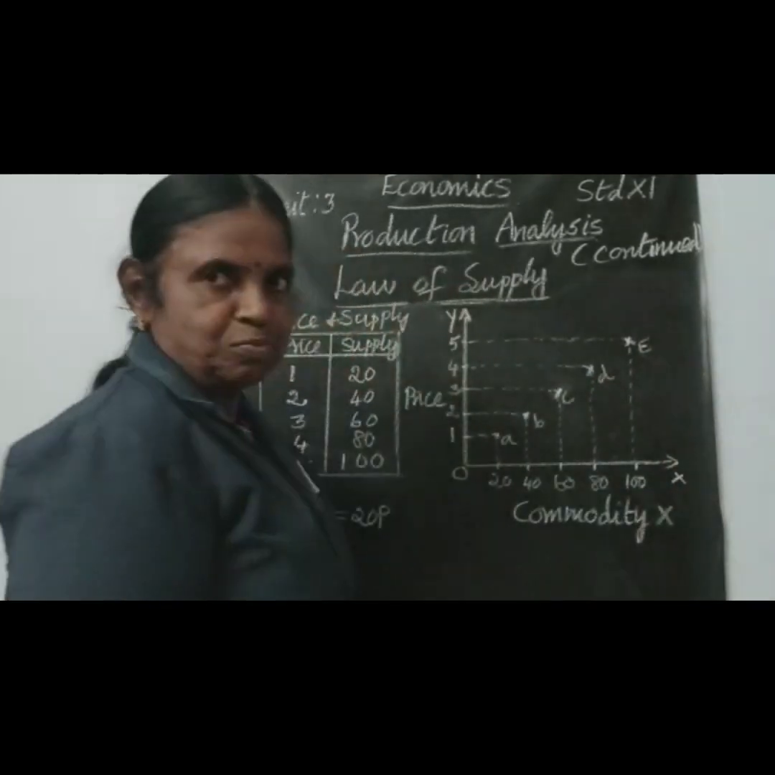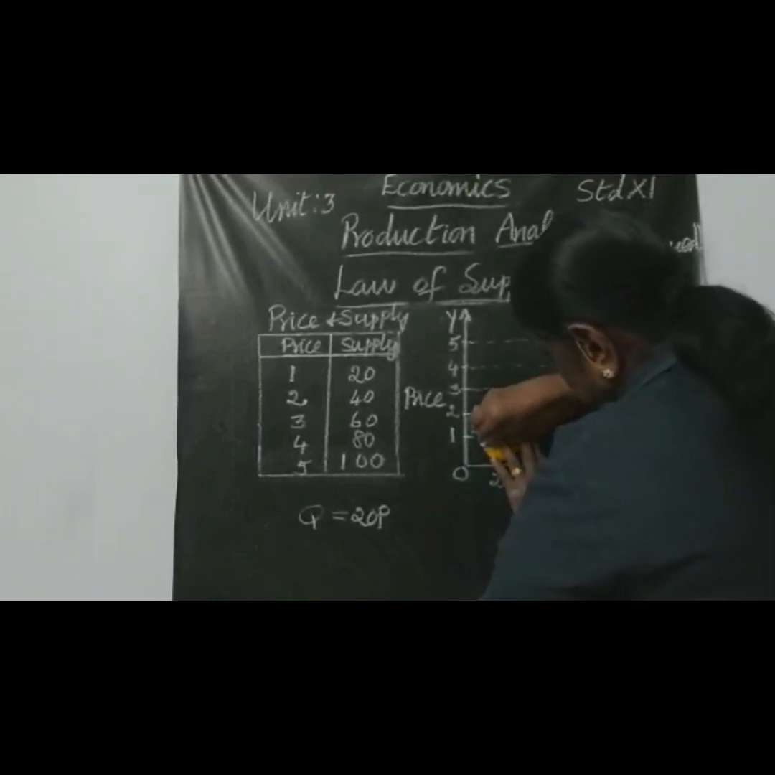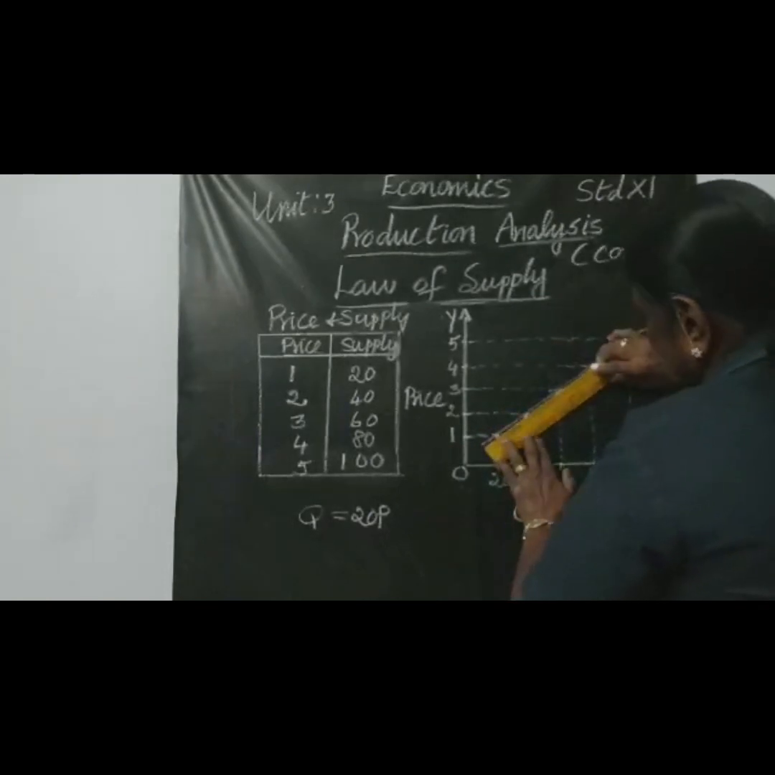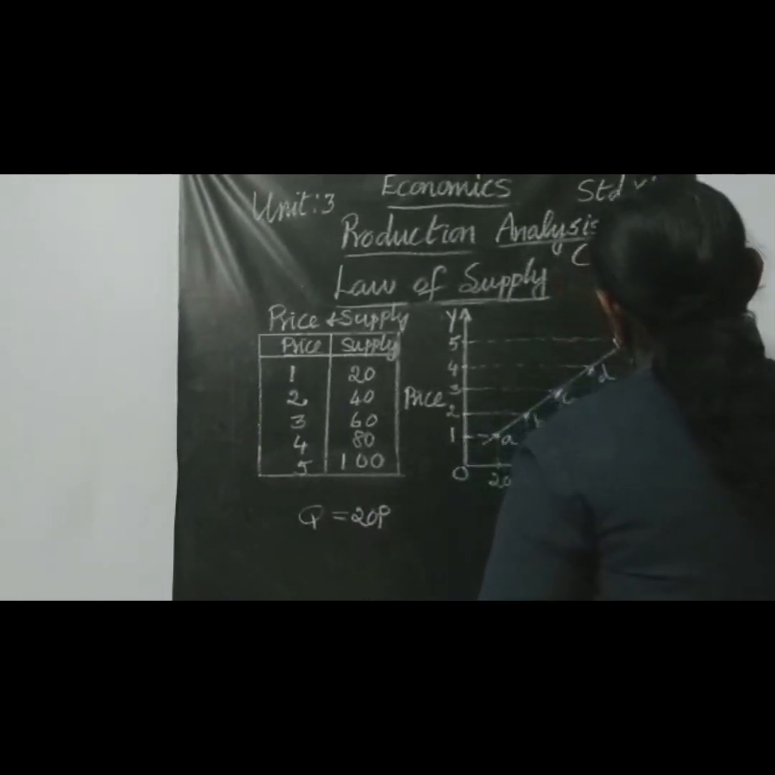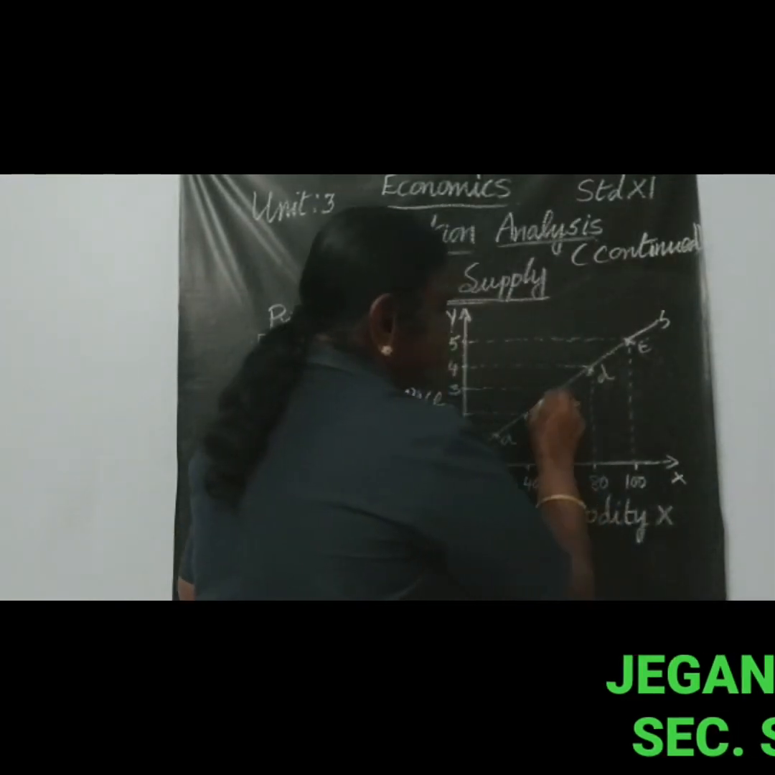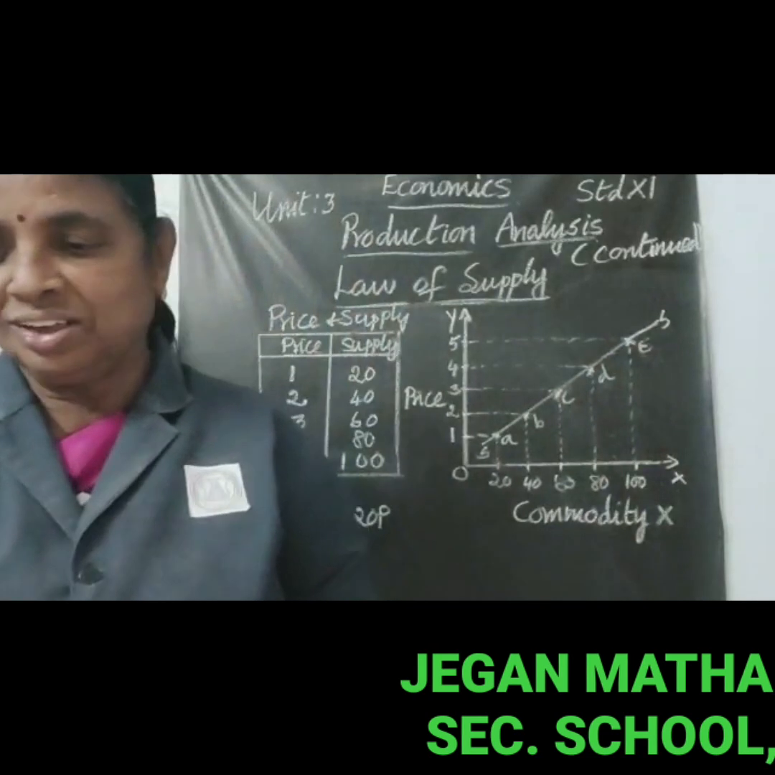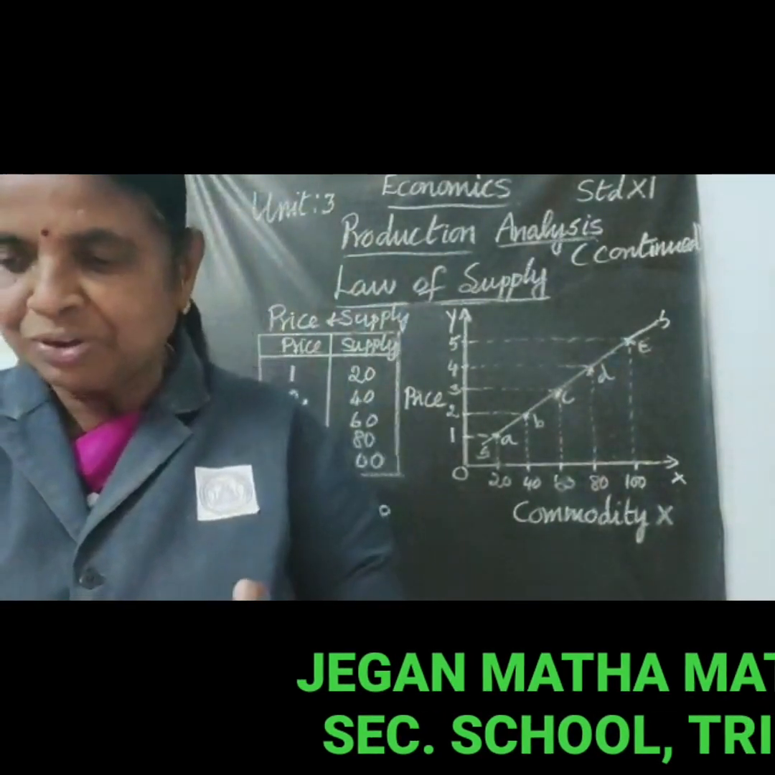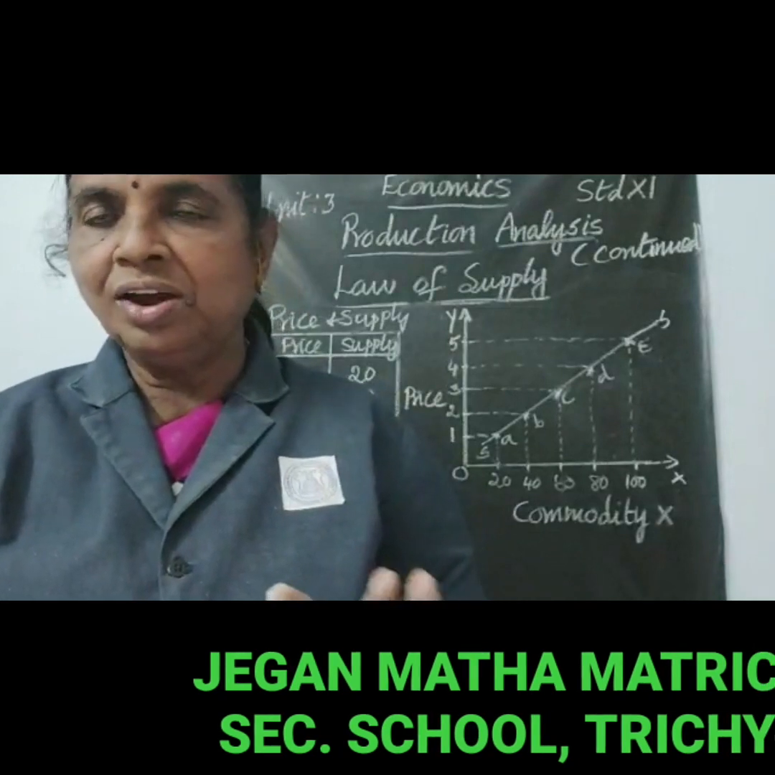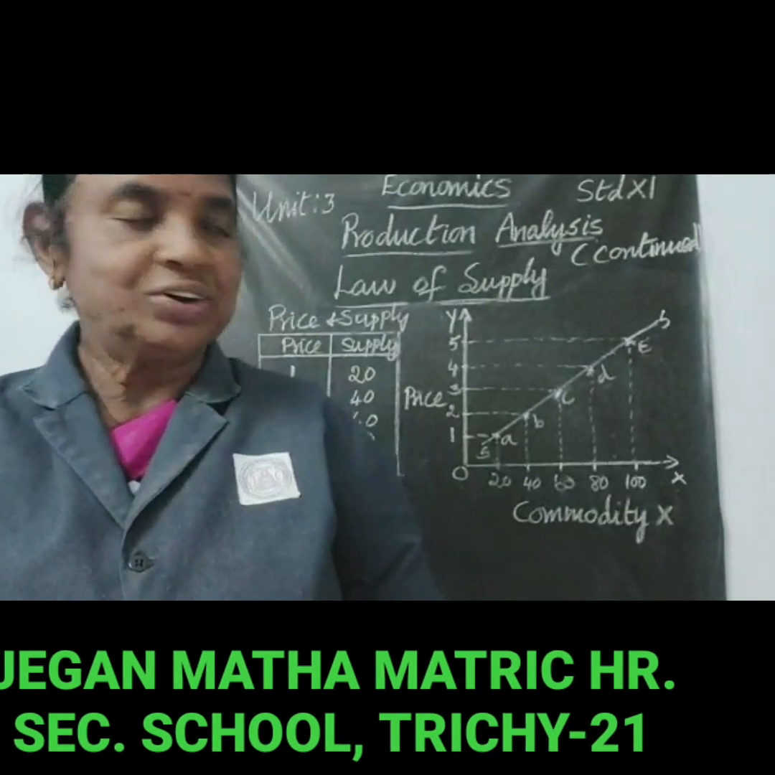The quantity is supplied. So now let us join the points and draw the supply curve. The supply curve SS is obtained by joining the supply points. So this is SS, and we can see here A, B, C, D, E, which lie on supply curve SS and represent various quantities at different prices.